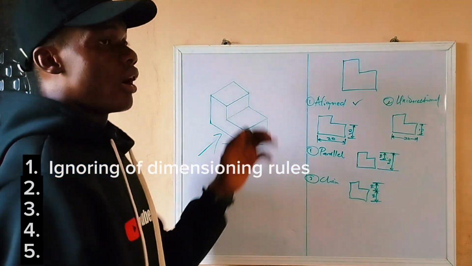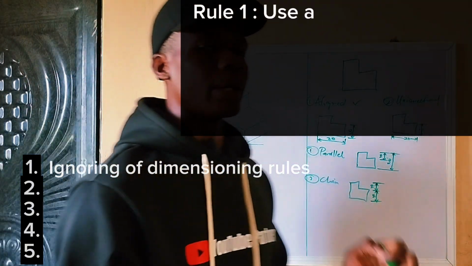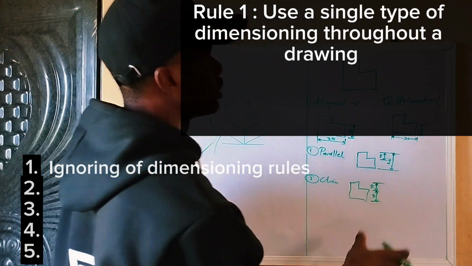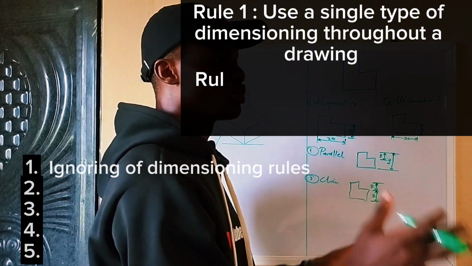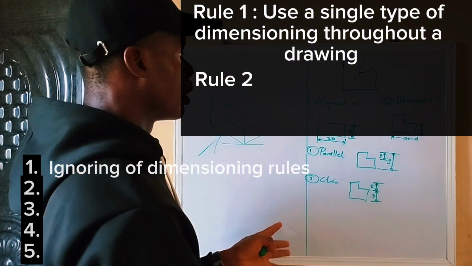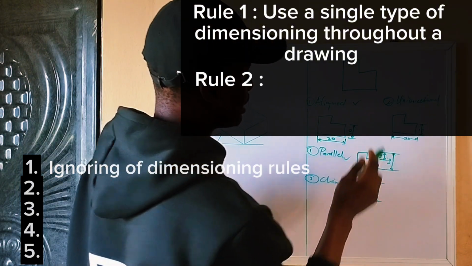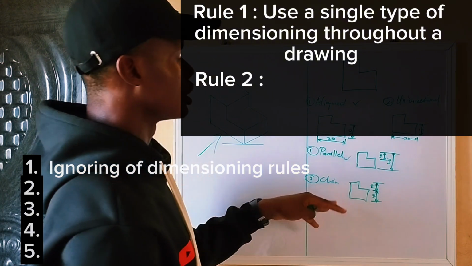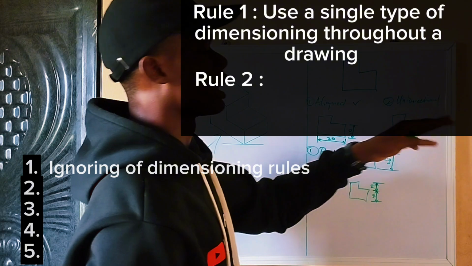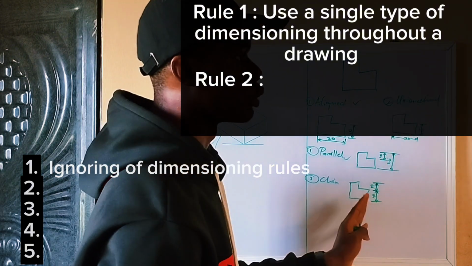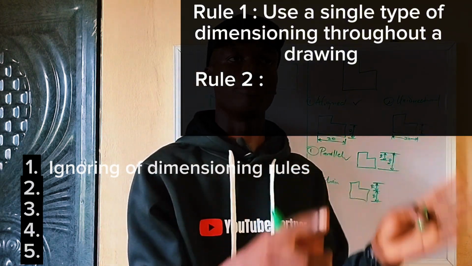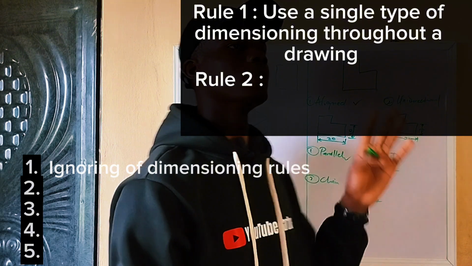All right. One thing you must take note of in dimensioning is that you must use one single type of dimensioning throughout the whole drawing, so as not to make your work rough. If you are going to make use of the parallel aligned dimensioning method, use parallel aligned throughout. If you are going to use unidirectional, use unidirectional throughout. Discover the one that makes whichever drawing you have been given neater, and make use of that.